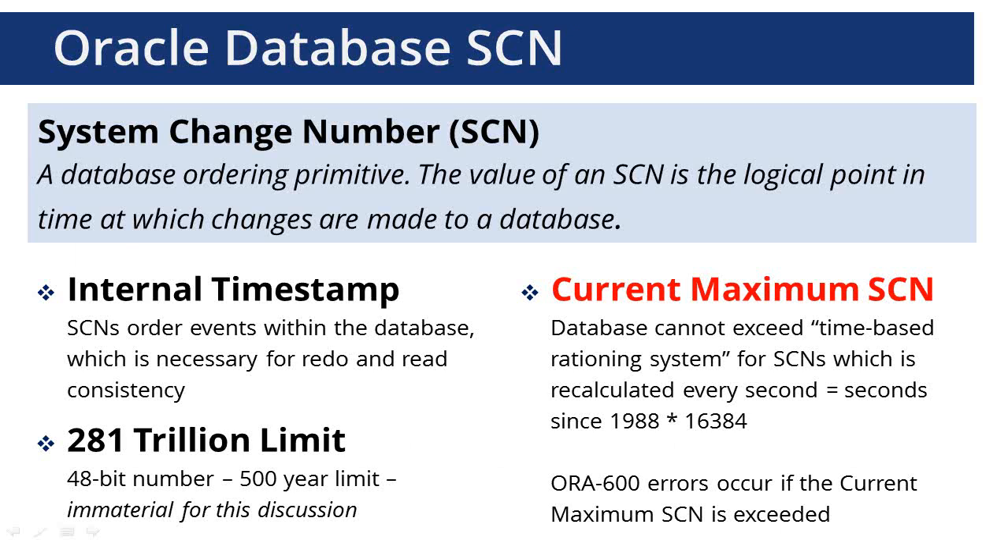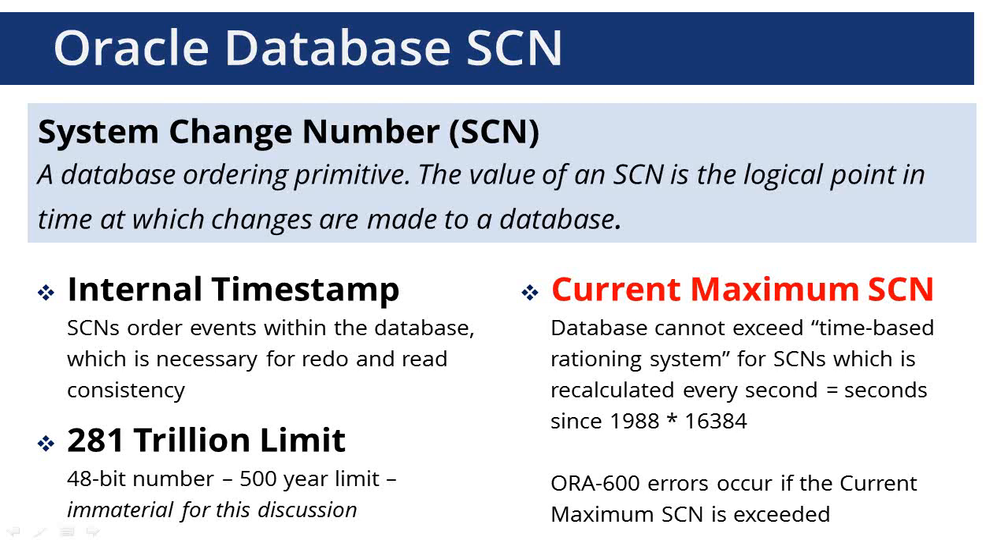Every transaction has to be ordered. So if I have to roll back a database or do redo, I have to have some ordering of the transactions, and that's what the SCN number does. It's got a huge limit, so theoretically, it's good for 500 years. It's a 281 trillion possibility. It's a 48-bit number, so there are huge amounts of numbers there.